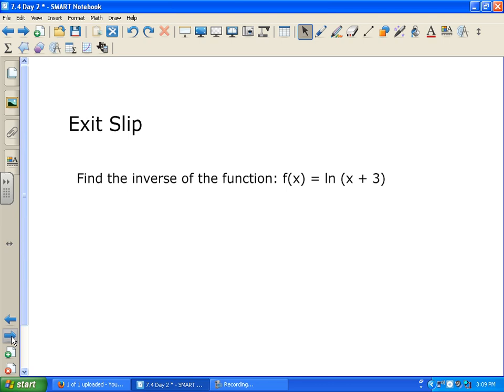By the way, actually, I'm going to add something to this checkpoint right now. Let's make it this. Natural log of x plus 3, I'm going to make it minus 5. Okay? Natural log of x plus 3 minus 5. Find the inverse of that function.